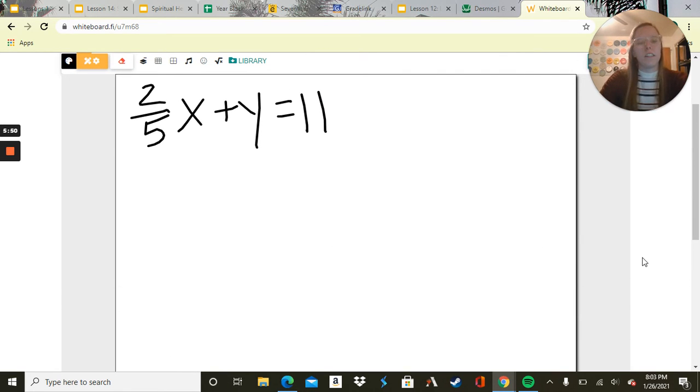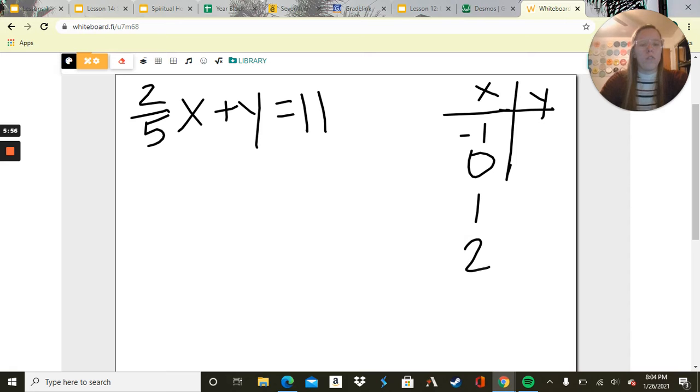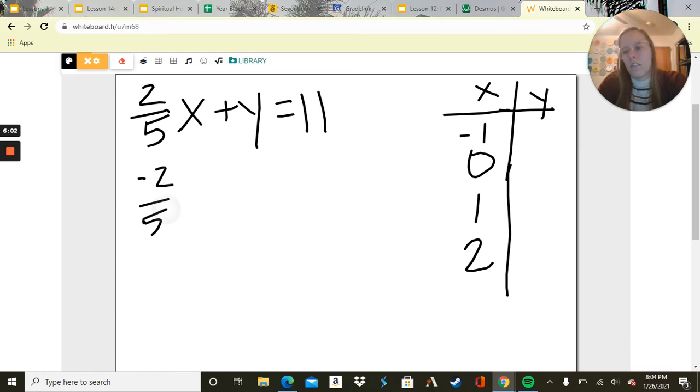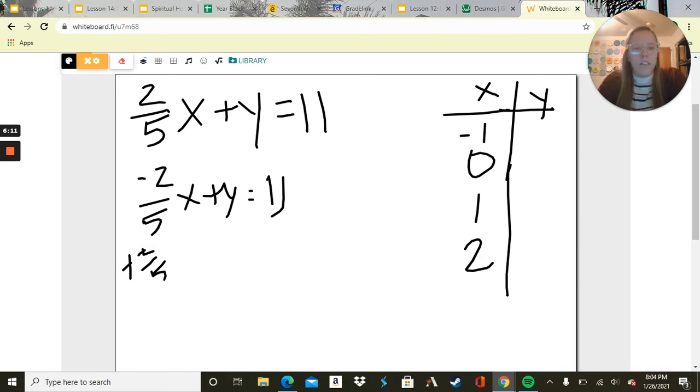So here we have 2/5. So let's, again, do -1, 0, 1, 2. Okay, so you plug in -1, it's going to be a -2/5. X plus y equals 11, so we're going to add 2/5. So it's going to be 11 and 2/5. Okay, 0, y is just going to equal 11.